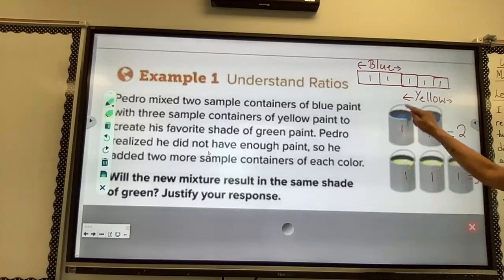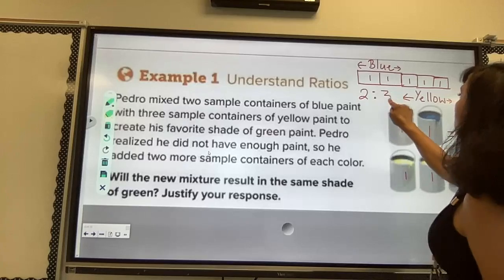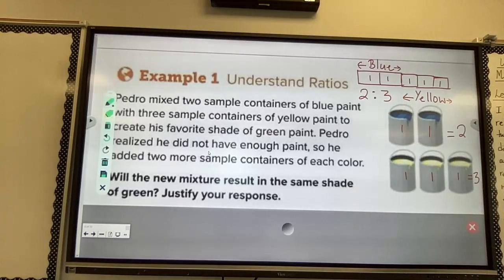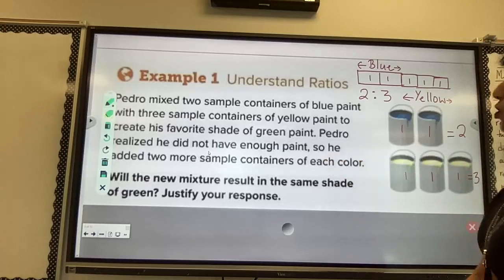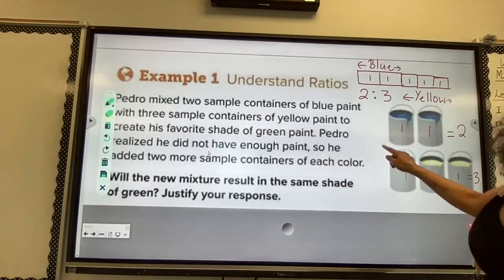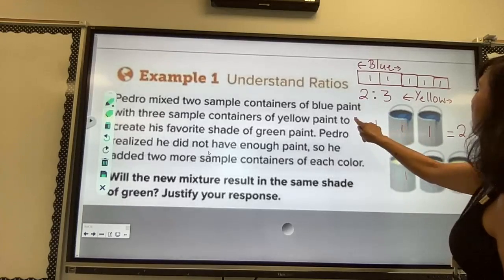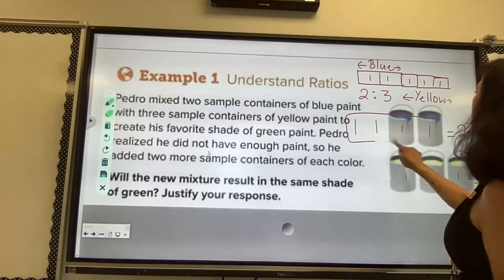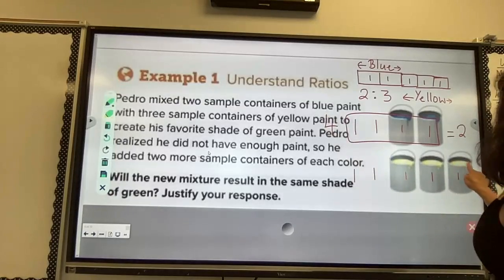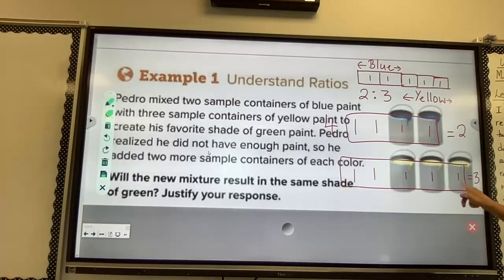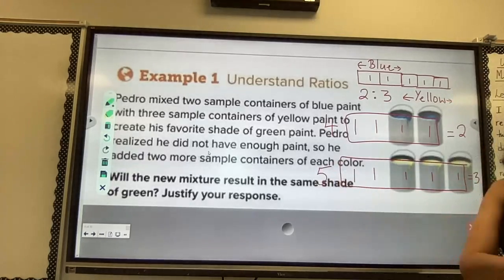So what is my ratio over here? It is 2 to 3. That is what my ratio should be. Okay, but now look what it's saying. He's adding this new mixture, and so what he does is he just adds on 2 of blue, because it's saying he did not have enough paint, so he added 2 more sample containers. So he added 2 more of the blue, so 1 plus 1, and the total amount is now 4, and he added on 2 more of the yellow. So how much total do we have in the yellow? We have 3 plus 2, which is 5.